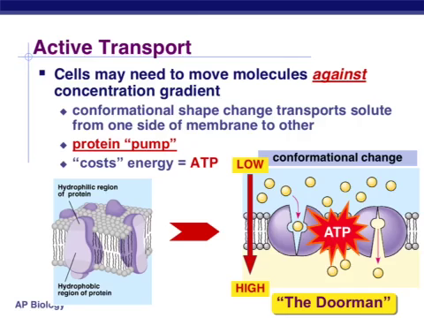So like I was saying, once we're undergoing a conformational change, and we're moving this time from low concentration to high concentration, there is going to be an energy cost. And we're going to have to pay that cost in the form of ATP, the energy molecule, the energy currency of the cell.